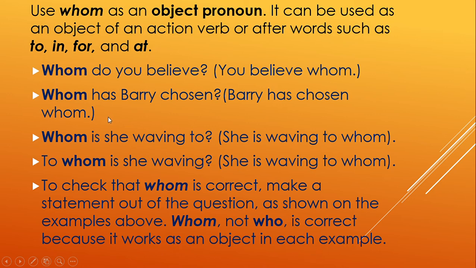So, you're kind of like, well, what does that mean? Well, let's look over here. Let's go back to this one. Whom do you believe? You believe whom? Or you could say you do believe whom. What is the subject? Who or what? The subject of the sentence is you. That means you have to use whom. If the subject is who, then you would use who. But if you already have a subject, it's going to be whom because that's your object.